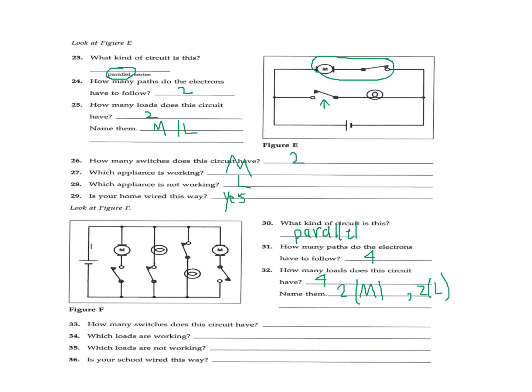So I'm not writing the full thing. How many switches? 4. Are the loads working? Which ones are working? This one is working and this one is working. What are they? The light bulbs. So the light bulbs are working because the switches are closed. Which one's not working? The motors, because the switches are open. Is your school wired this way? Absolutely, yes.